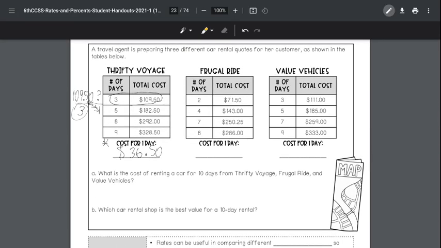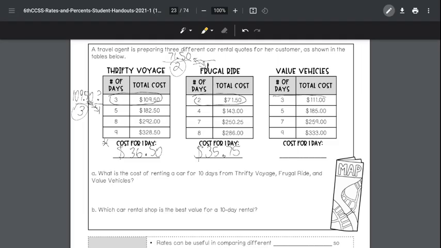Frugal Ride is going to cost us $71.50 for 2 days. So there's my rate, $71.50 for 2 days. But I want to figure out my unit rate and how much money 1 day is going to cost. So cross multiply and then divide. 71.5 divided by 2 equals $35.75 per day.